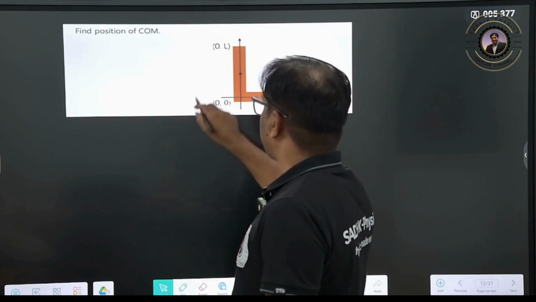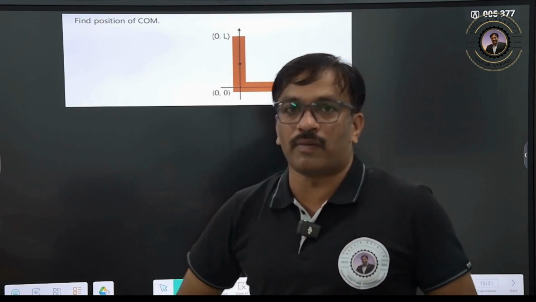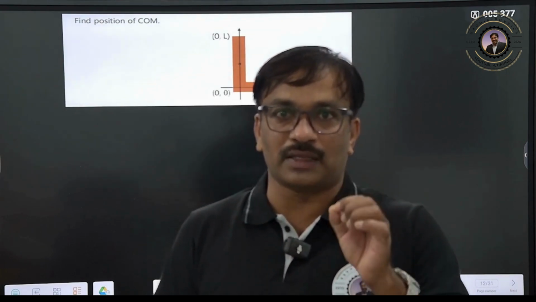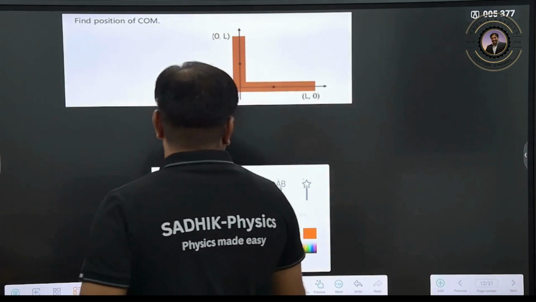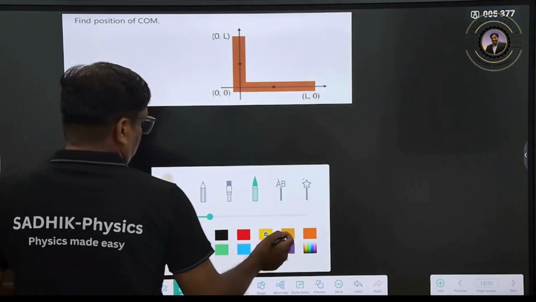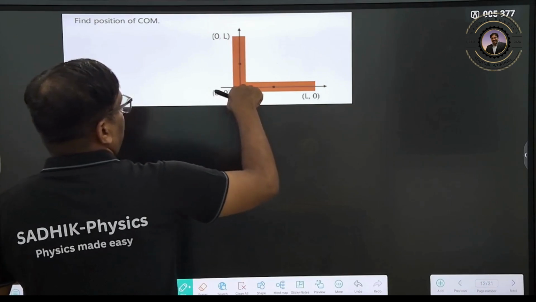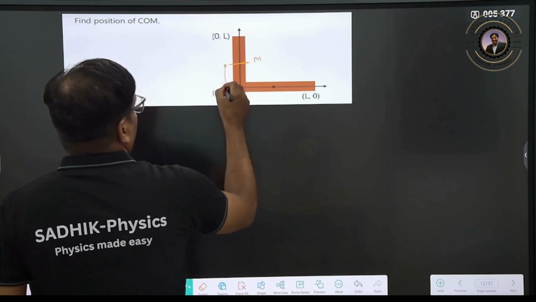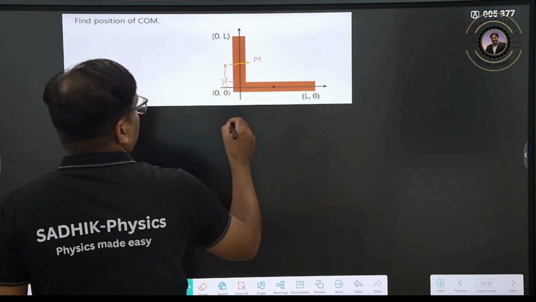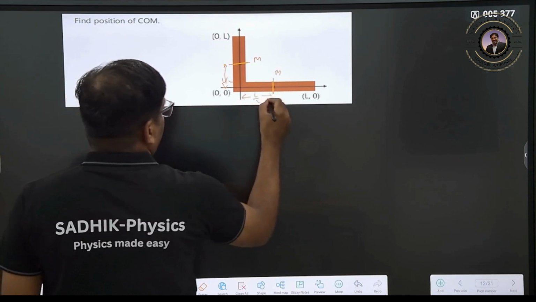These are uniform rods. For a uniform rod, you know the center of mass lies at the geometrical center. So at the geometrical center, the total length is L, therefore the total mass lies at a distance of L by 2. So this mass also lies at a distance of L by 2.